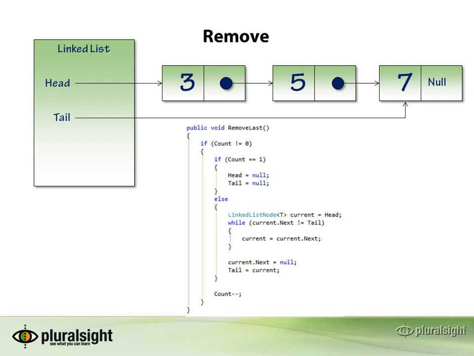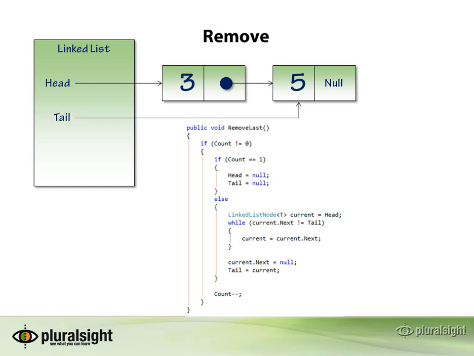Now this is conceptually very simple. Let's take a look at how the list is going to look after this is done. Now we can see that the 7 node is gone, the tail pointer points to the 5 node, and the 5 node's next is equal to null. This is what we wanted.